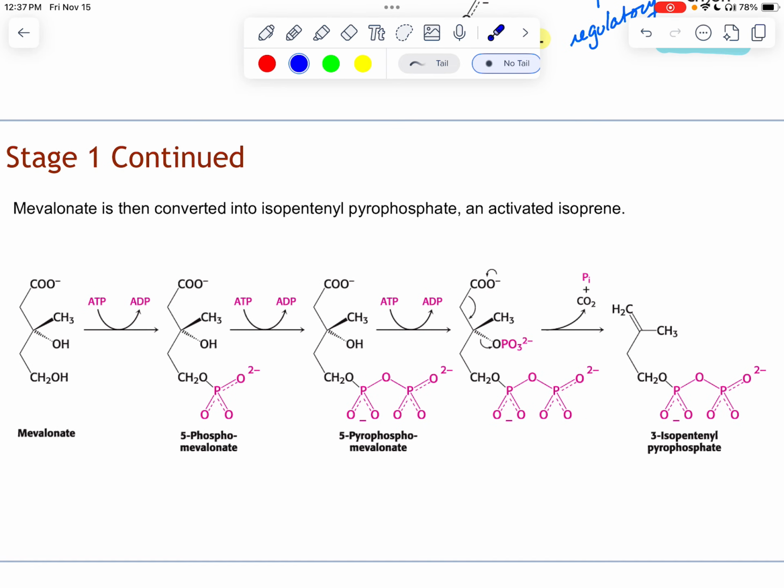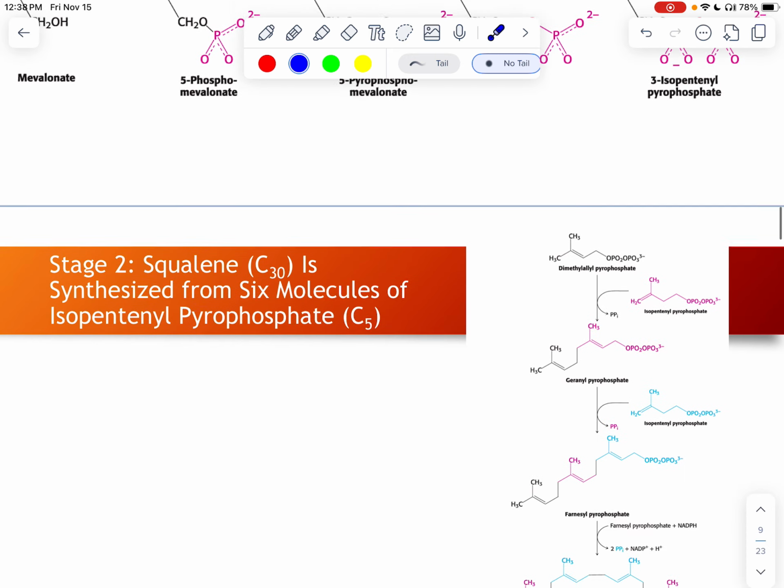This activated starting material uses a bunch of ATP and steps through this process to get over here to this 3-isopentenyl pyrophosphate. Think pyrophosphate, remember that's 2 phosphates bound together, and we see that right here. You do not need to memorize the details of this. What I want you to realize is that, wow, there's quite a bit of synthesis going on here as we go from stage to stage. And it's going to get even more impressive as we move into stage 2.